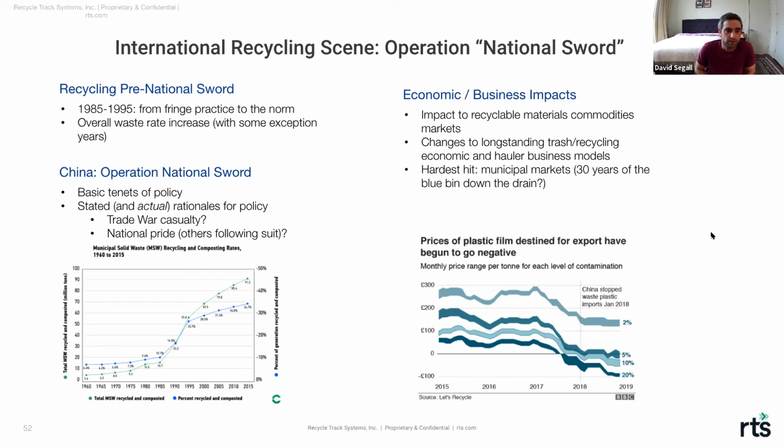The basic tenets of China's Operation National Sword policy, which I believe was instituted at the beginning of 2018 officially, was essentially a law created by the government that told Chinese-based companies, or any entity or any individual, that they can no longer accept materials that are contaminated beyond a certain amount. And that means that they're not pure.